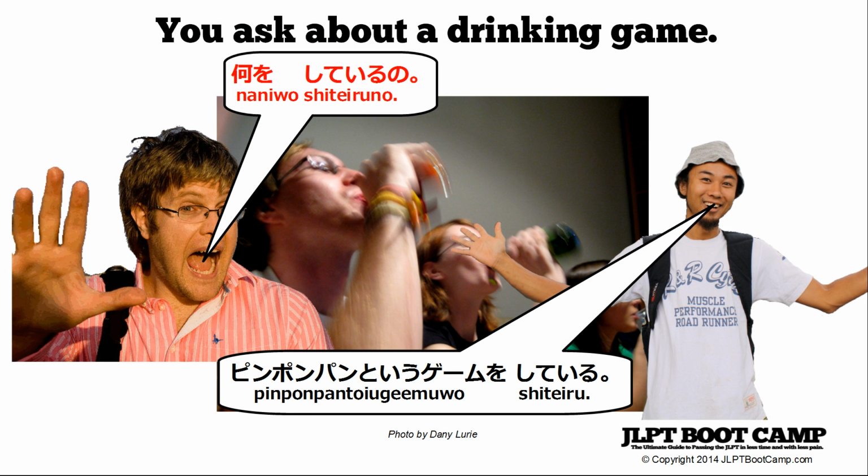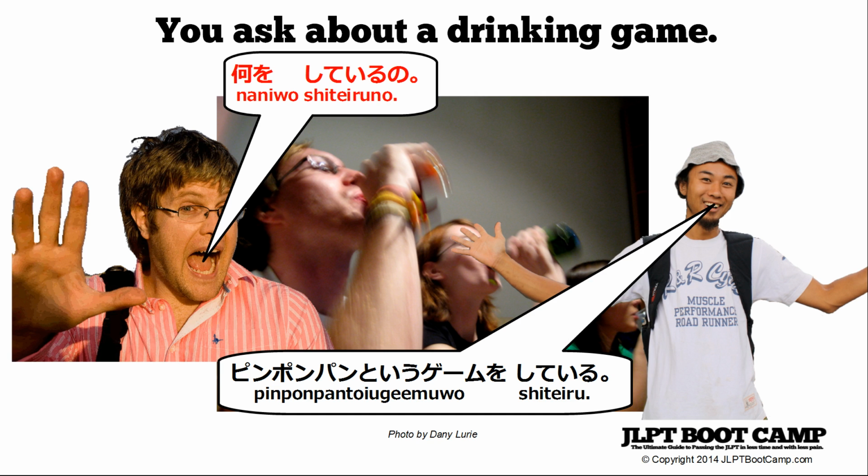Yes. So moving on, you're still at the party and you want to ask about a drinking game. These people are playing this drinking game over in the corner. You ask, Nani o shiteru no? So, and again, this is casual tense. Nani o is what object, and shiteru is playing, and no is a casual way to ask a question.